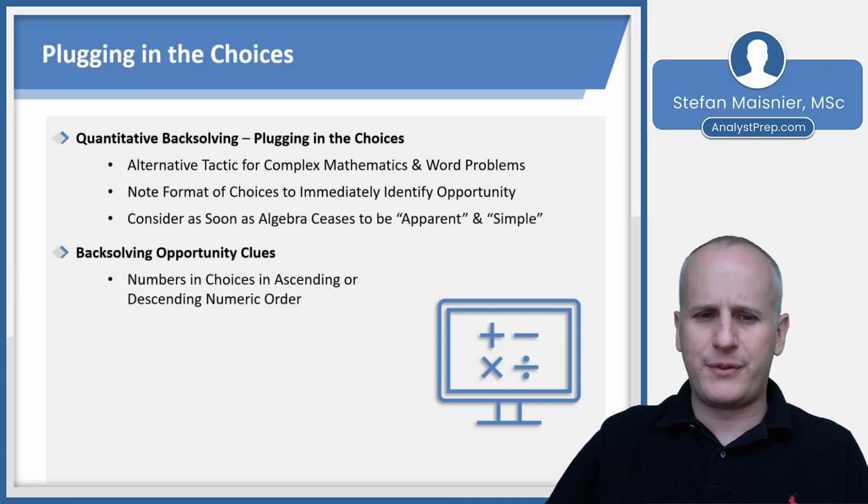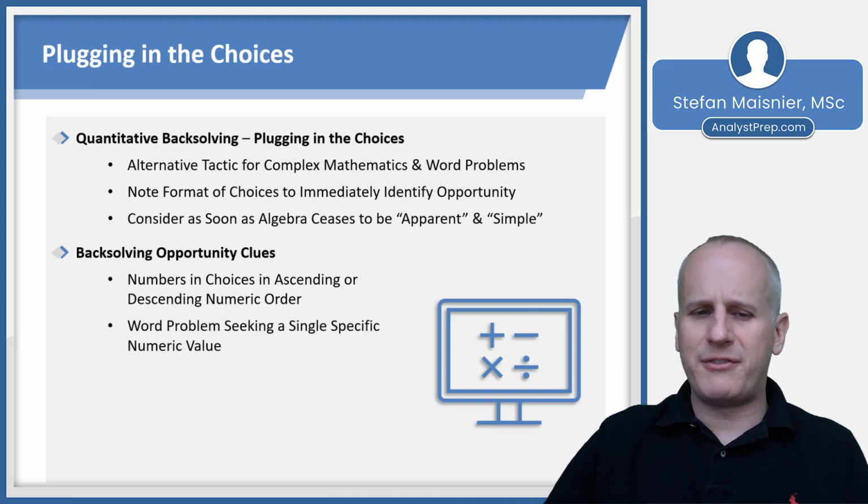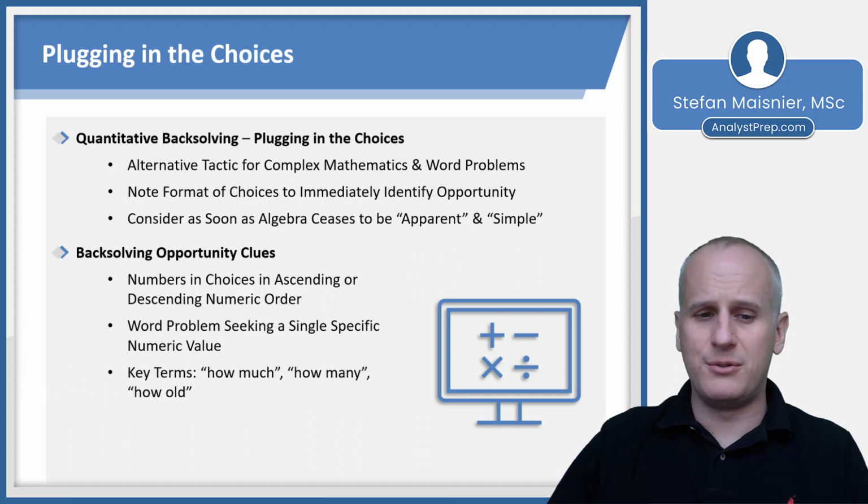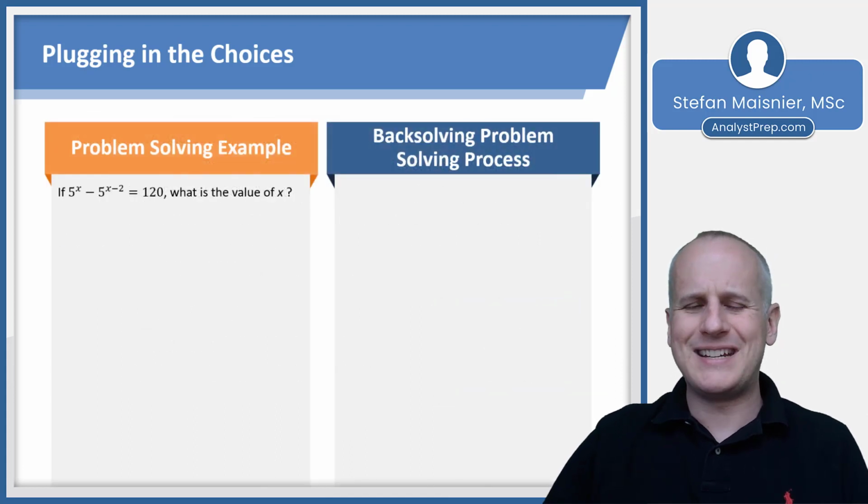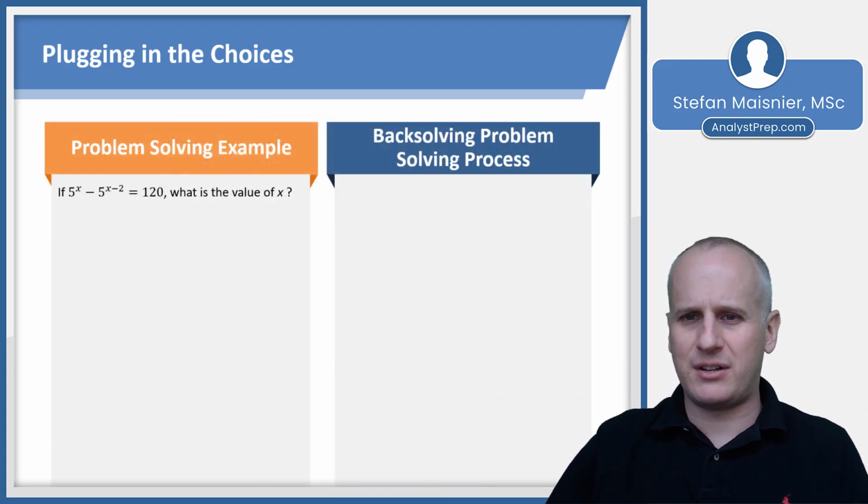So, our clues for backsolving. First is going to be numbers in the choices in ascending or descending numeric order. It's probably the clearest indication that you might be able to backsolve. You'll also often have a word problem seeking a single specific numeric value. You'll have some key terms too, such as how much, how many, and everybody's favorite, how old. So let's take a look at a backsolving opportunity. We've got this little setup here.